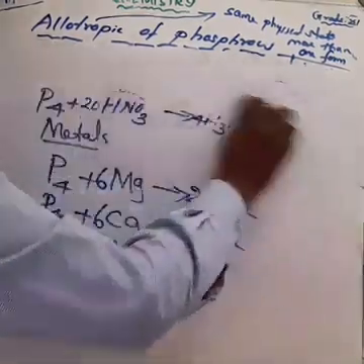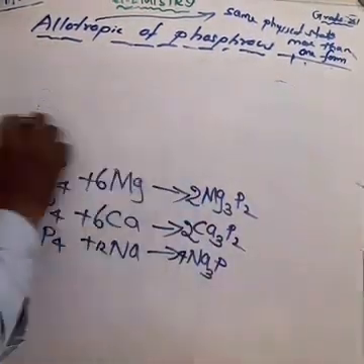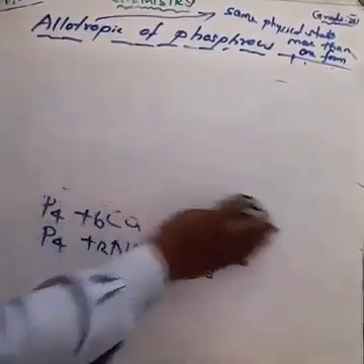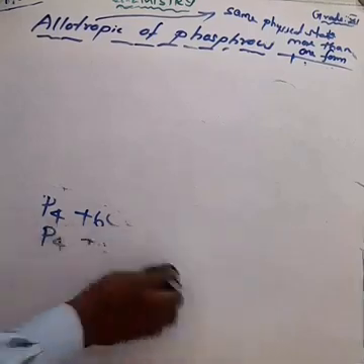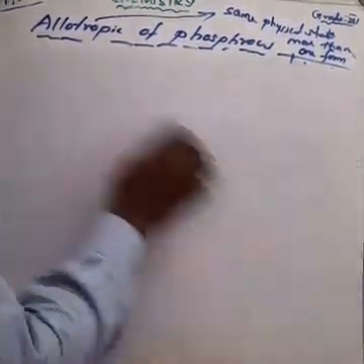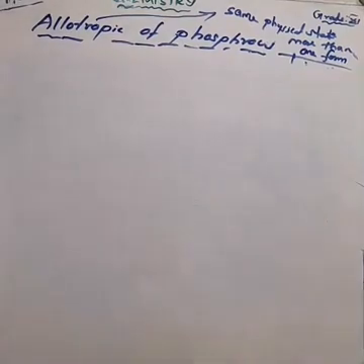Next we can learn about the uses of phosphorus. We know this one: our matchbox, am I right? The matchbox contains red phosphorus. Red phosphorus is used in the matchbox, and it is also used for the production of certain alloys such as phosphor bronze. These are the uses.